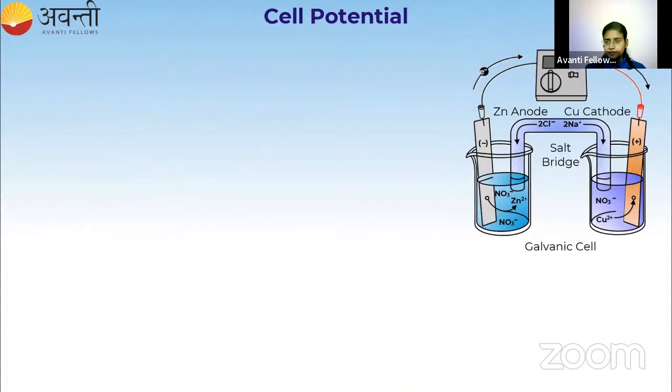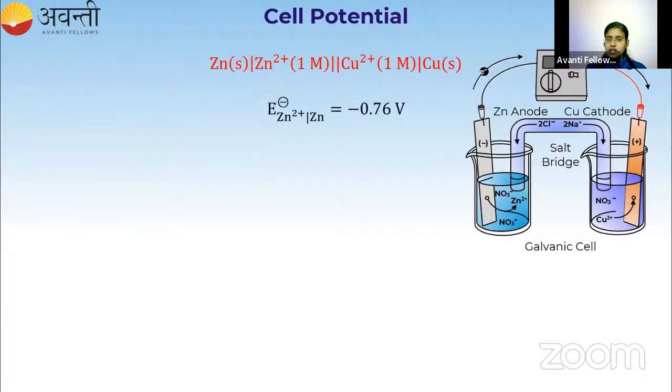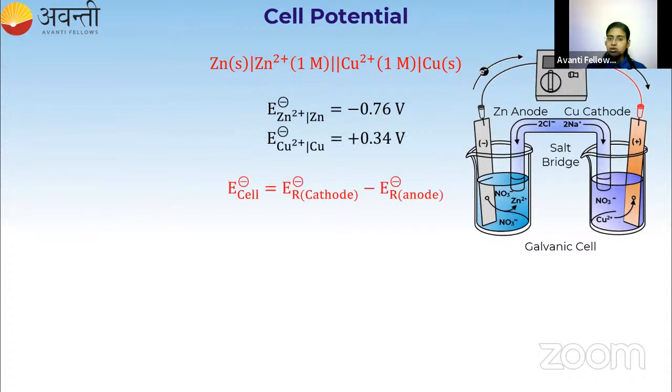Now, for the same galvanic cell, this is the reduction potential of zinc, minus 0.76. And for copper, the reduction potential is 0.34. Now, using this formula, cathode minus anode, what will be the answer for this question?